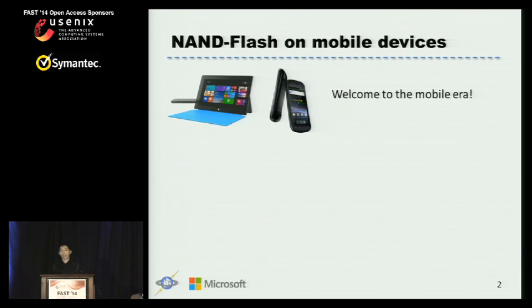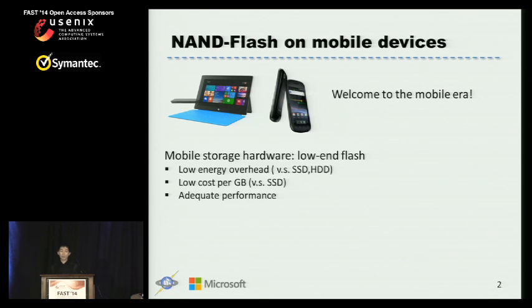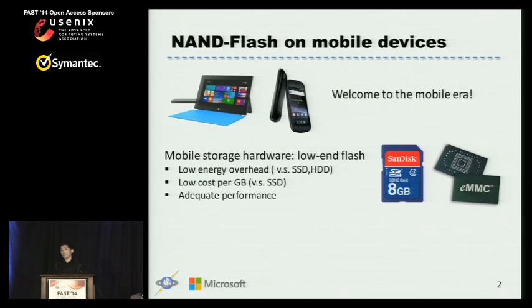So we are now living in the middle of the mobile era. Last year, over 1.2 billion mobile devices were shipped worldwide, surpassing the total number of desktops and servers. One big difference between the mobile storage hardware and the storage hardware for desktops or servers is that they use low-end flash, like SD card or multimedia card, for three reasons.